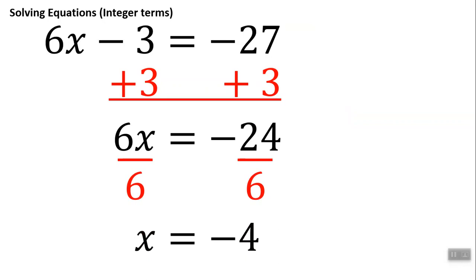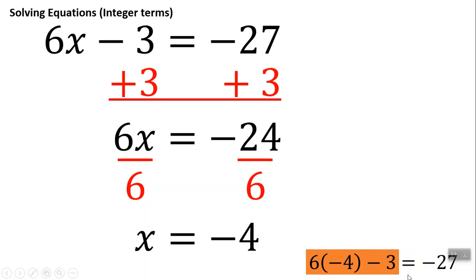You can always double check that -4 is an actual solution by plugging it back in the original equation. And you can use your Desmos calculator if you want, and you want to make sure it works out to -27. Moving on.